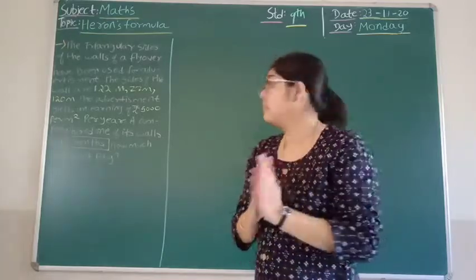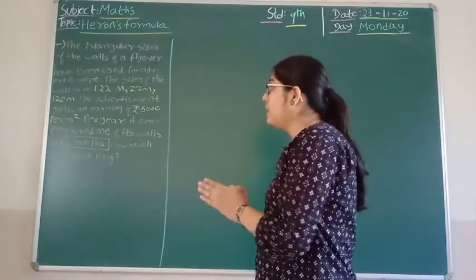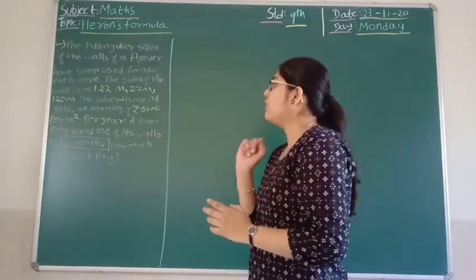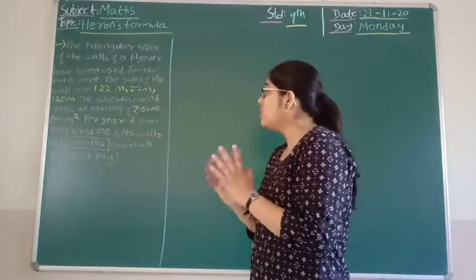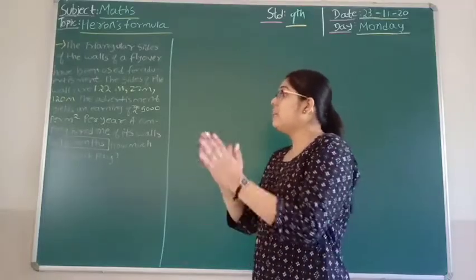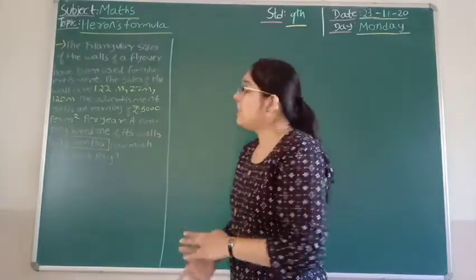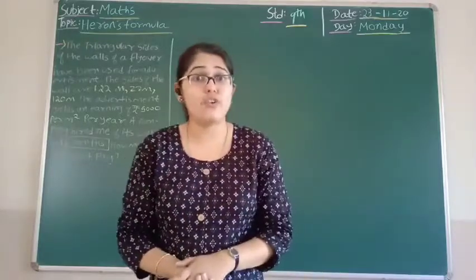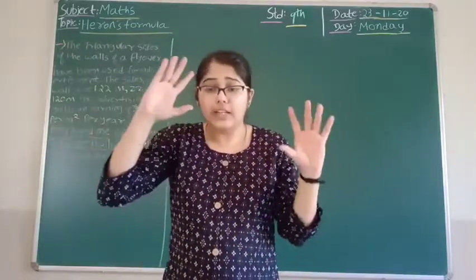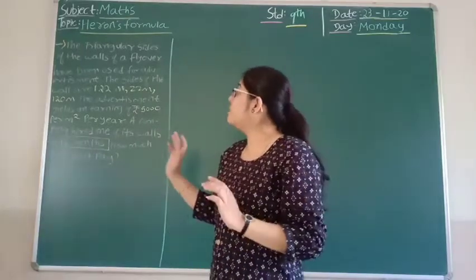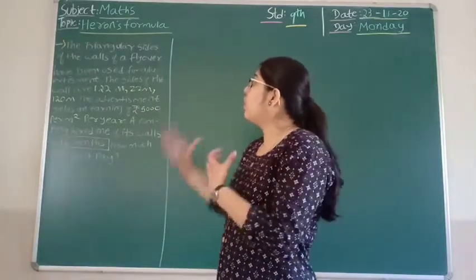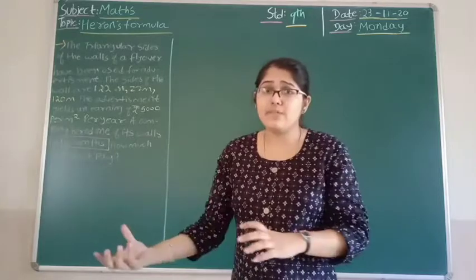A company hired one of its walls for 3 months. How much rent did it pay? So basically, if you see figure 12.9, you will be able to see a flyover. There you will be able to see a triangular wall. That triangular wall has been given for advertisement, and the size of the triangular wall has been given to us.